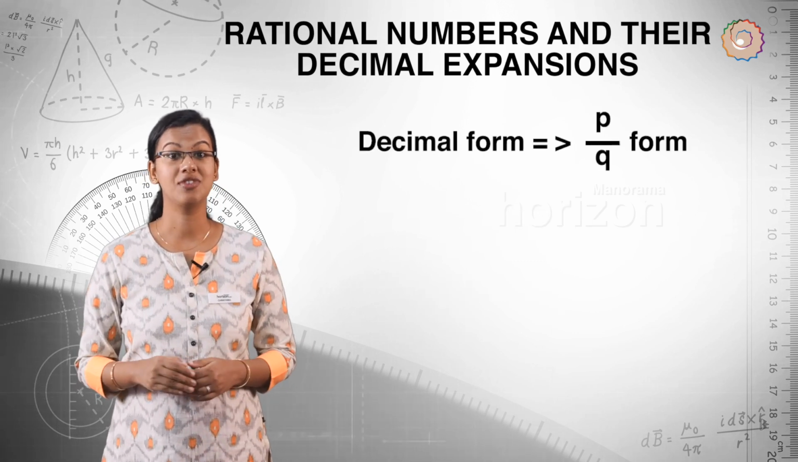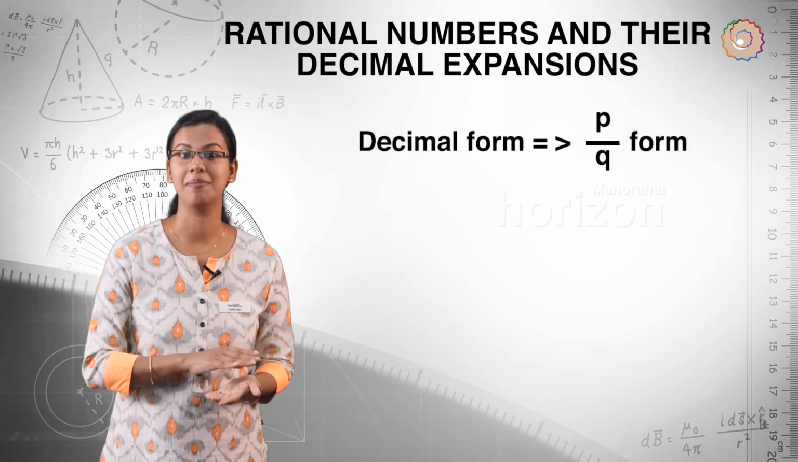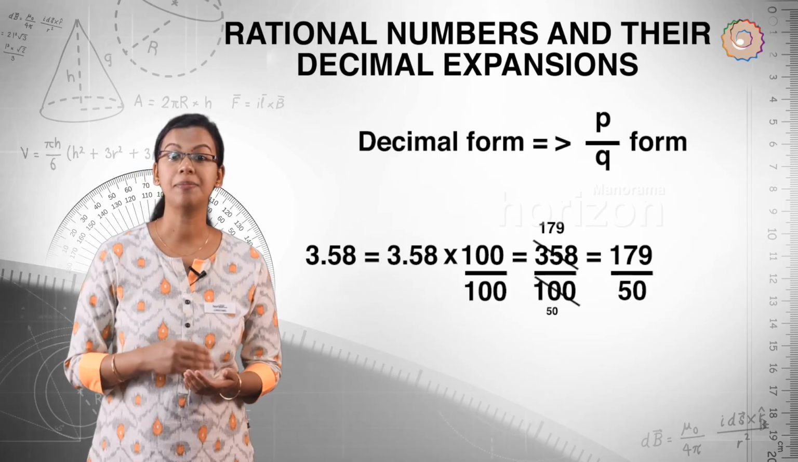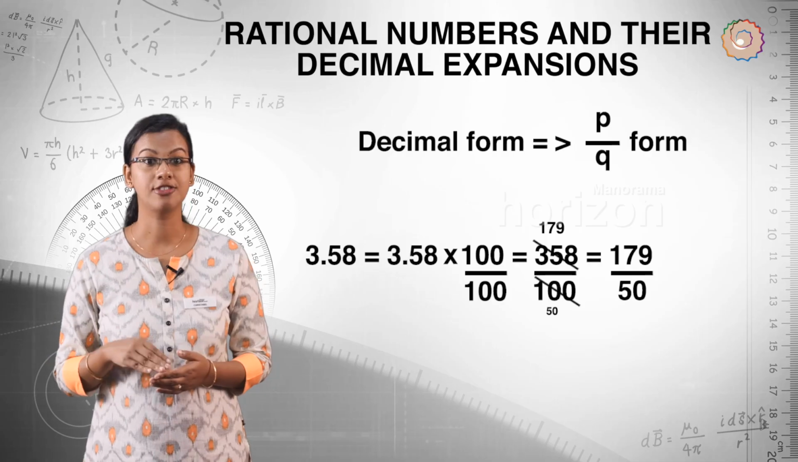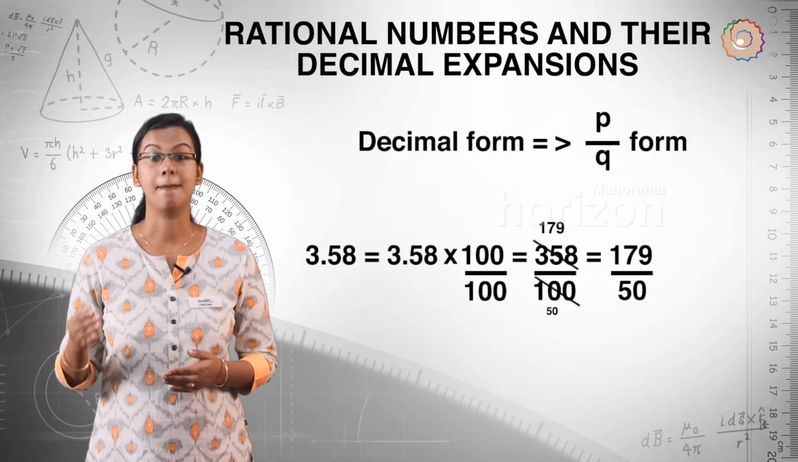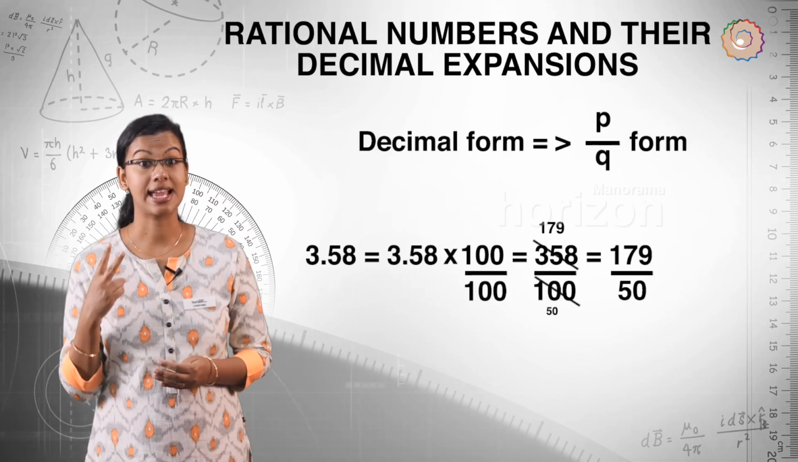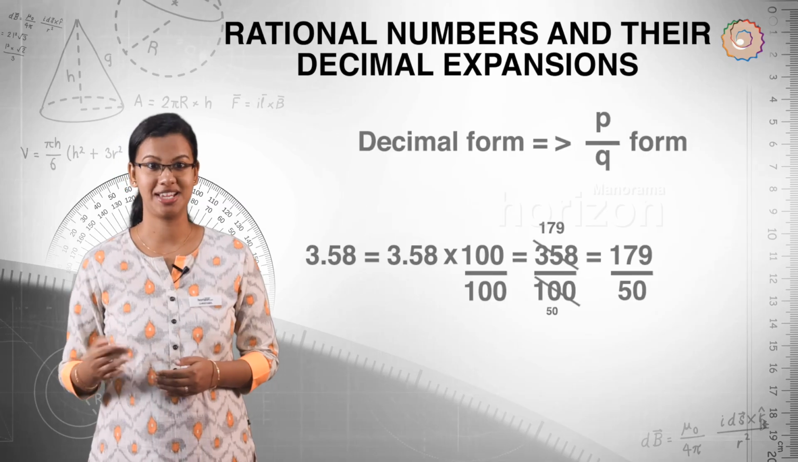Now let's convert a rational number from decimal form to p by q form. For terminating decimals like 3.58, since there are two digits after the decimal point, we multiply and divide the number by the second power of 10, that is 100, and then simplify it.